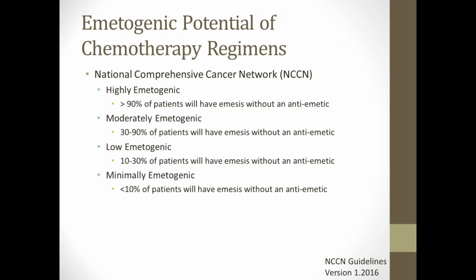Highly emetogenic chemotherapy regimens are those where over 90% of the patients will have emesis if you don't give them any preventative medication. Moderately emetogenic regimens are those where 30 to 90% of the patients will have emesis without any preventative medication. Low emetogenic regimens are those where 10 to 30% of the patients will have emesis without any preventative medication. And then minimally emetogenic regimens, less than 10% of patients will have emesis.